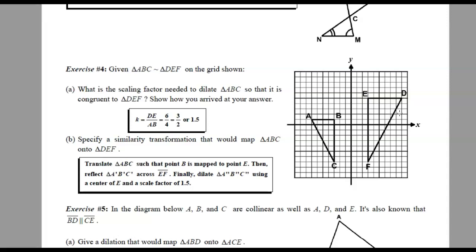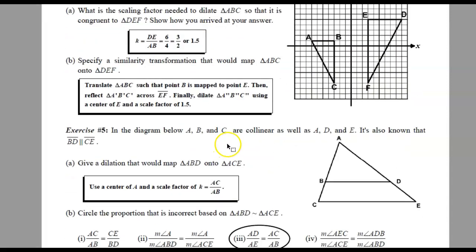And finally, we do a dilation using a scale factor of 1.5 because we had already shown that that was the correct number for the scale factor. So we don't have to use a scale factor with segments this time. We can use actual numbers. But the process for a similarity transformation should be first translate to line up a point, then either rotate or reflect as necessary, and finally do your dilation.